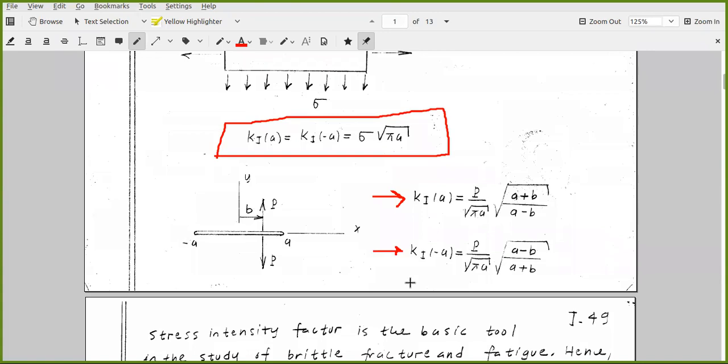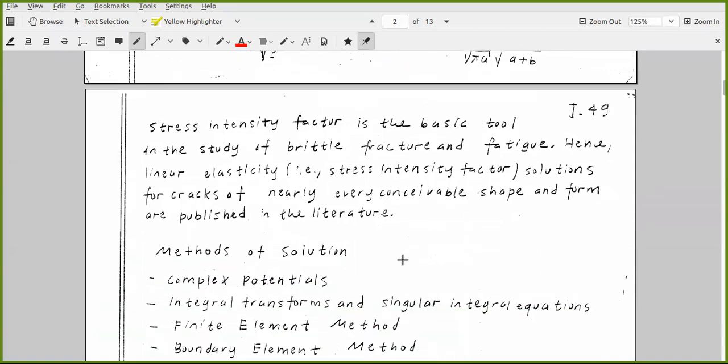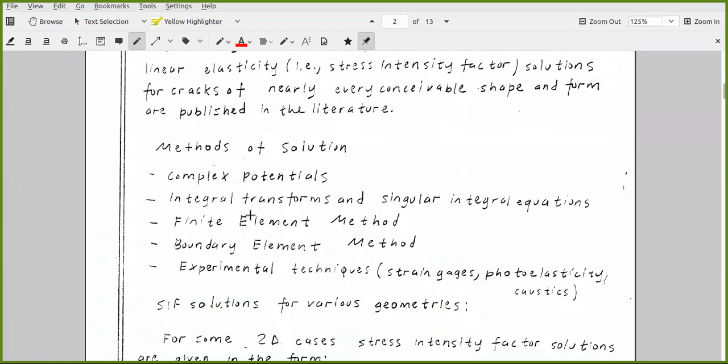These are sample results for some idealized geometries, infinite plane, remote loading, and there are powerful analytical techniques to solve these problems. But there are other methods as well. Some of the methods are written here. Westergaard technique is a special case of the general complex potentials approach.